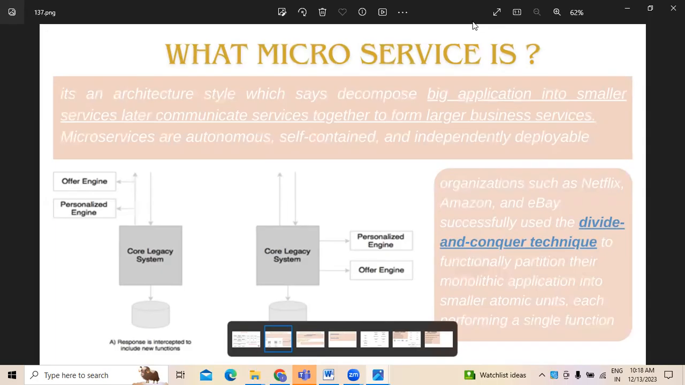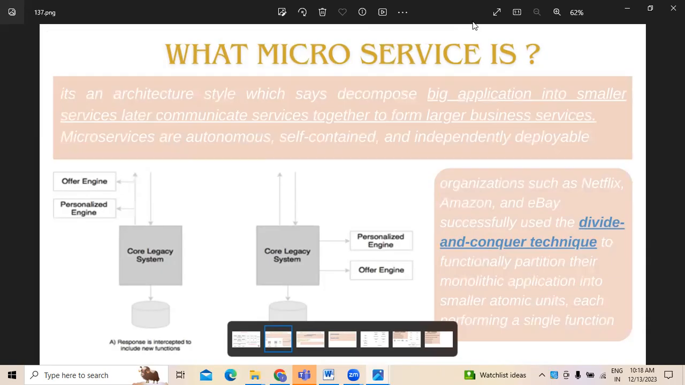As we see, microservices is an architectural style which majorly decomposes big applications into smaller parts, so that whatever changes we want to make can be made accordingly. This is generally what microservices is all about.